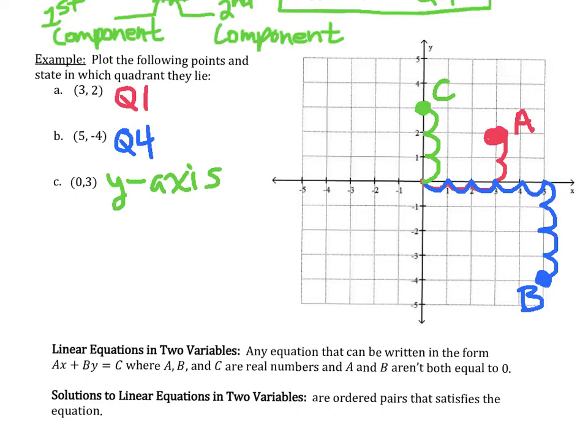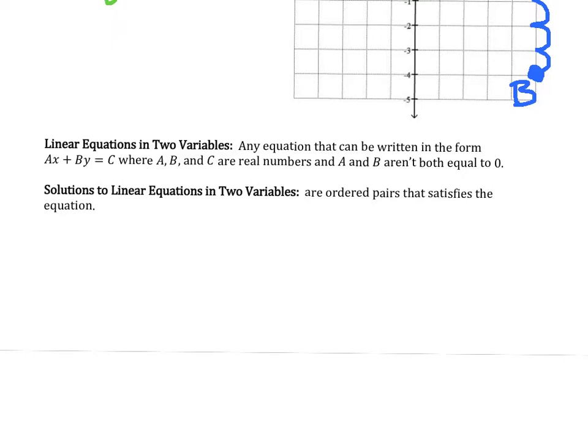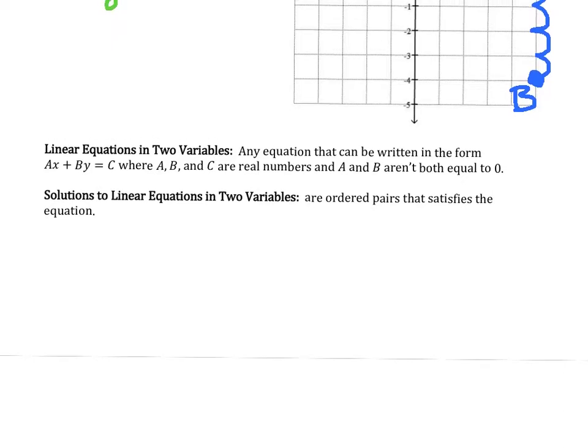What we're going to do now is get to those linear equations in two variables. This gives a definition of linear equations in two variables, right? It's any equation that can be written in the form ax plus by equals c, where a, b, and c are real numbers, and a and b aren't both equal to 0.